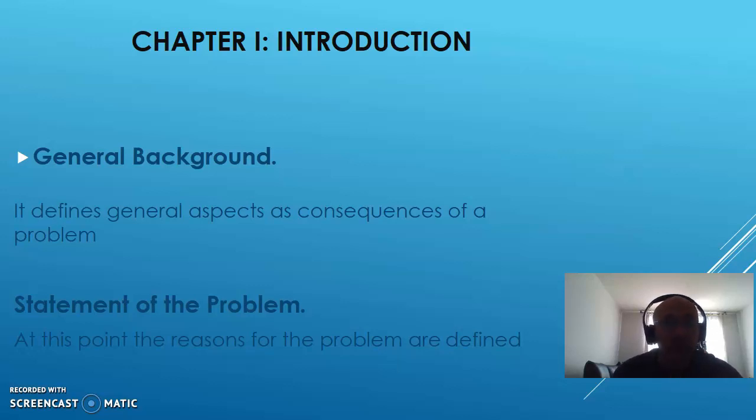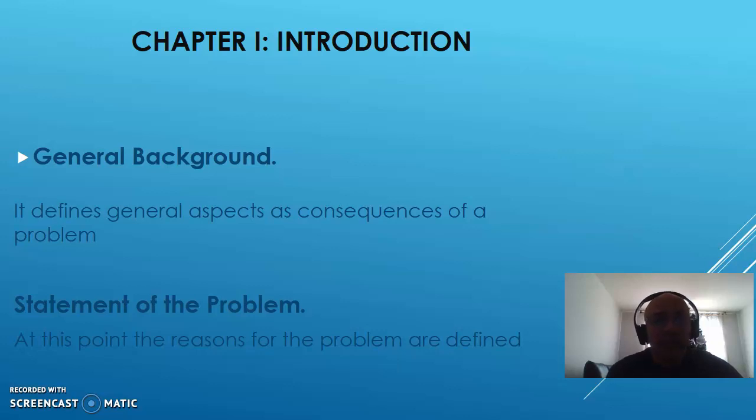For my topic, that is the lack of an acceptable English level in high schools, in public schools, the general background talks about the problematic: what happened in our country, why the students don't have a good English level, and what the performance of the students is in different kinds of tests or exams at national or international level. The background talks about everything the problem involves.